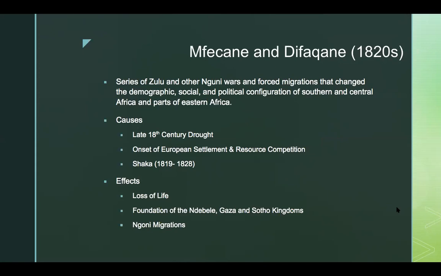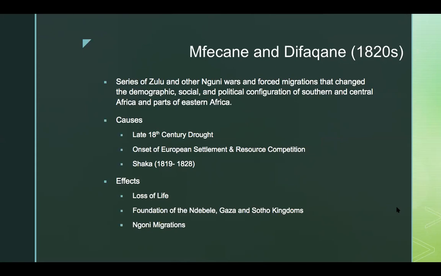So yes, those are some of the causes of the Mfecane. What were the effects though? The effects include, of course, loss of life, with thousands of people losing their lives due to this conflict. And there's no overstating that, right?